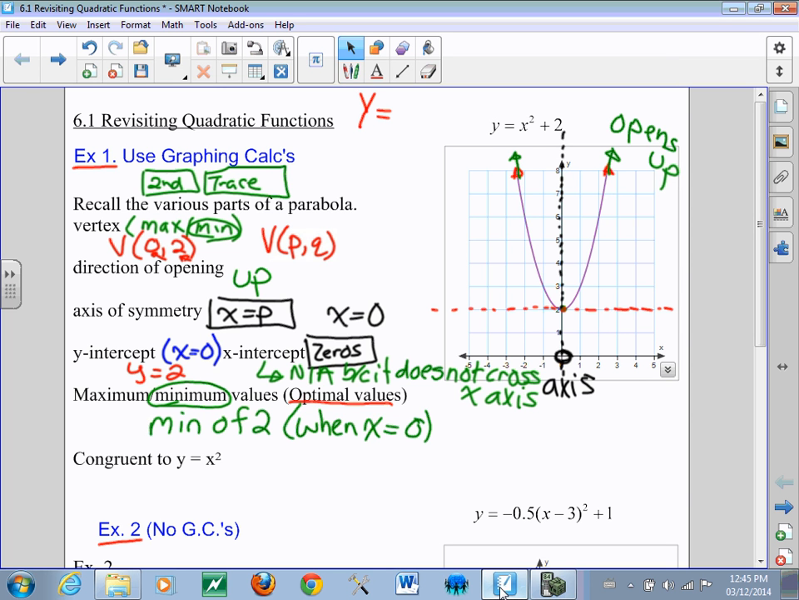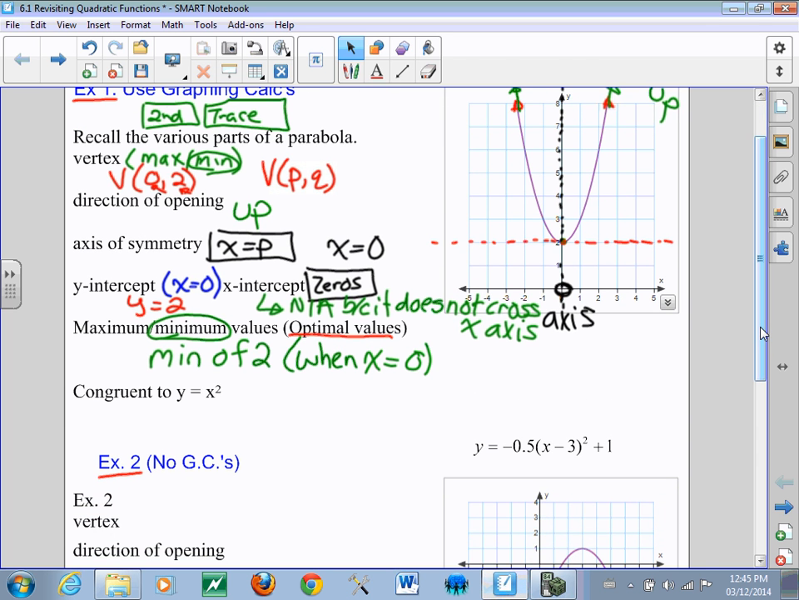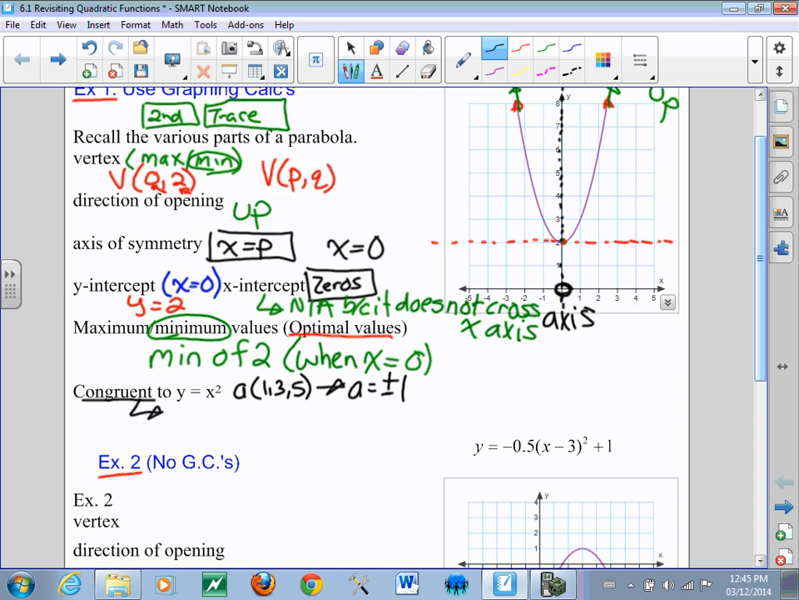All right. Now, the next one is called congruency, and that is related to the step pattern. We know the step pattern is a times 1, 3, 5 in our base function. If a equals plus or minus 1, either positive 1 or negative 1, then our step pattern is going to be the same, which means it keeps the same shape. That's what congruency is. So another way to ask is, is the step pattern the same? I want you to think about that.